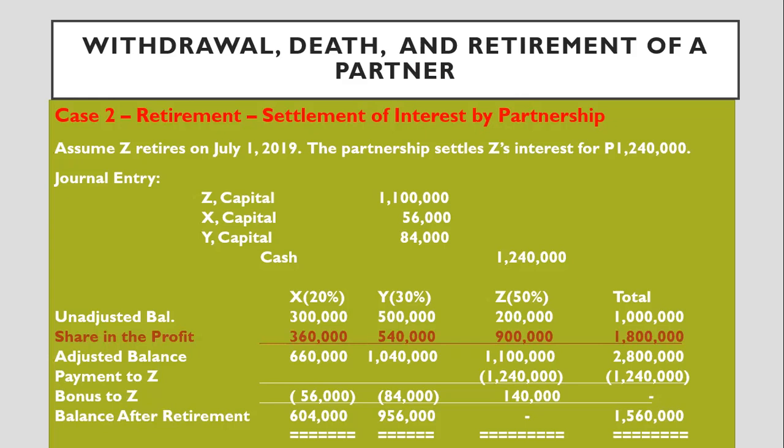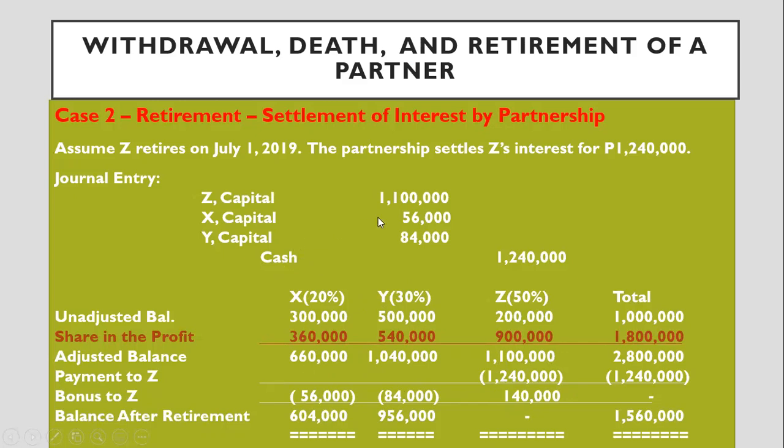The bonus will be shared by X and Y using their P&L ratio. So how much is the amount of bonus? Z capital is 1,100,000 and it was paid by the partnership 1,240,000. So there is a bonus of 140,000. To share, it's 140 times 20 over 50. That's 20% and 30%, total is 50. So times 20 over 50.